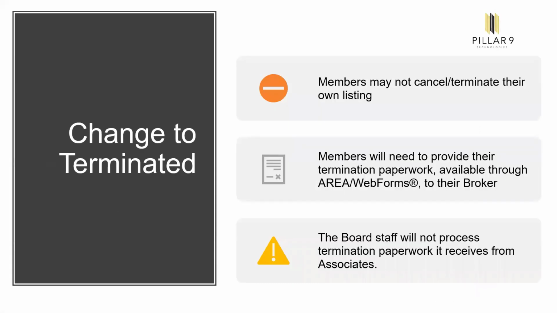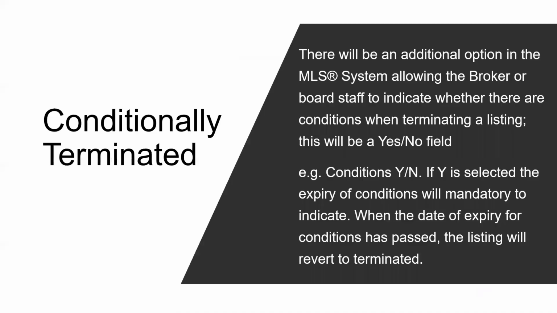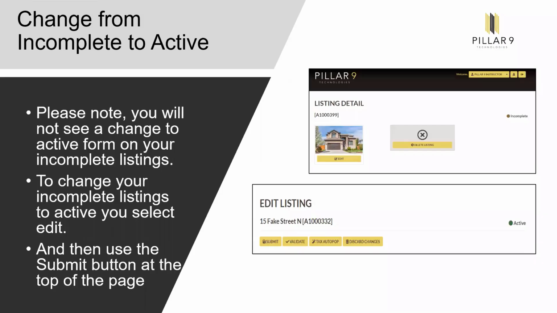Let's talk then about changing to terminated status. This is a very, very similar process to what you're used to under the current system. Members may not cancel or terminate their own listings. You need to provide the appropriate paperwork signed and provide it to the broker. The broker can then process that termination on your behalf. In addition, if there are conditions that go along with the termination of the property, the broker has the ability to indicate whether or not there are conditions of the termination. If there are conditions, the broker can also input a date of expiration of those conditions. Once that date has passed, the listing will simply revert to a terminated listing.